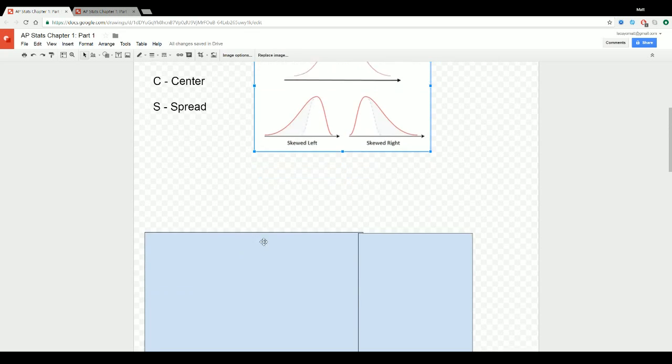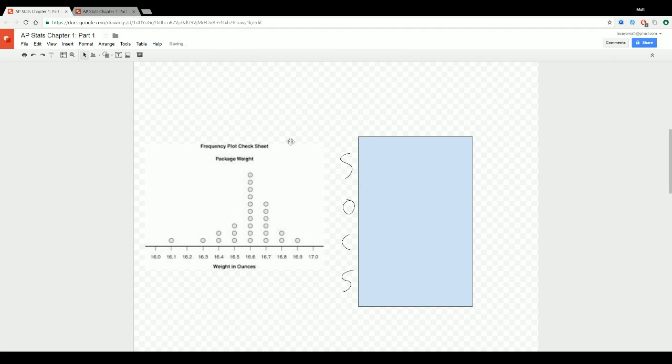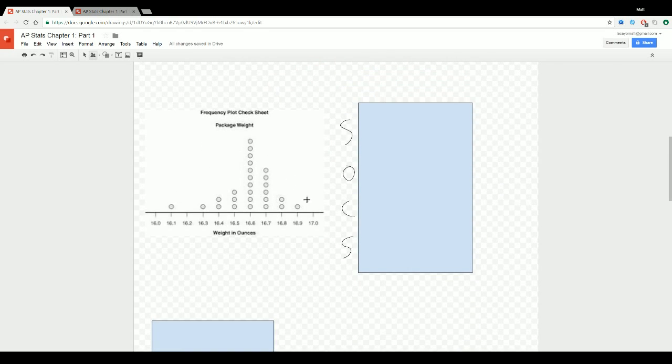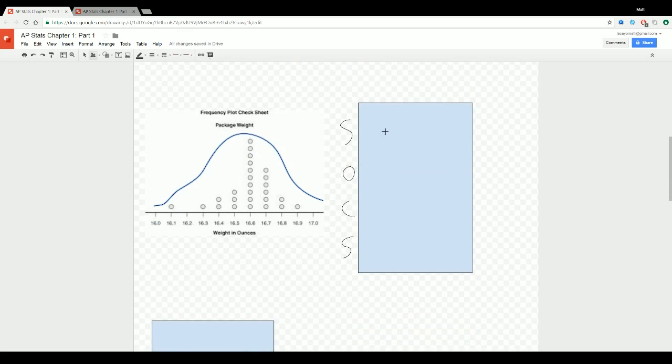I'll give an example in a second, but let's go ahead and look down here. Here we have a dot plot showing package weight in ounces. We can see multiple different points of data. Let's begin by looking at how we would describe this distribution. The first element, the first S, is for shape. Looking at the data, we can see that it has a curve roughly like that. Sorry for the weird curve, but this is normal or roughly symmetrical. So for the shape, we can say this is roughly symmetrical.